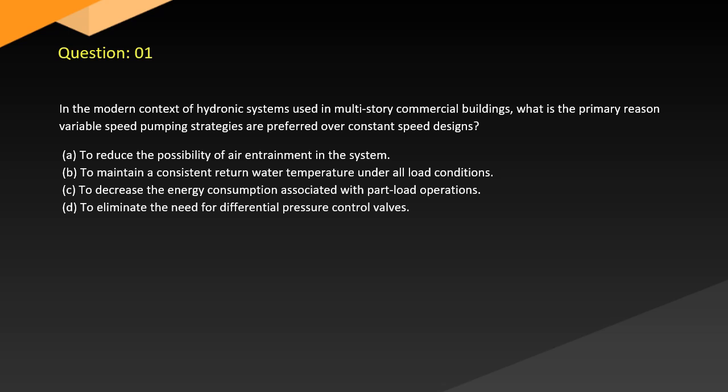Question 1. In a modern context of hydronic systems used in multi-story commercial buildings, what is the primary reason variable speed pumping strategies are preferred over constant speed designs? A. To reduce the possibility of air entrainment in the system. B. To maintain a consistent return water temperature under all load conditions. C. To decrease the energy consumption associated with part load operations. D. To eliminate the need for differential pressure control valves.